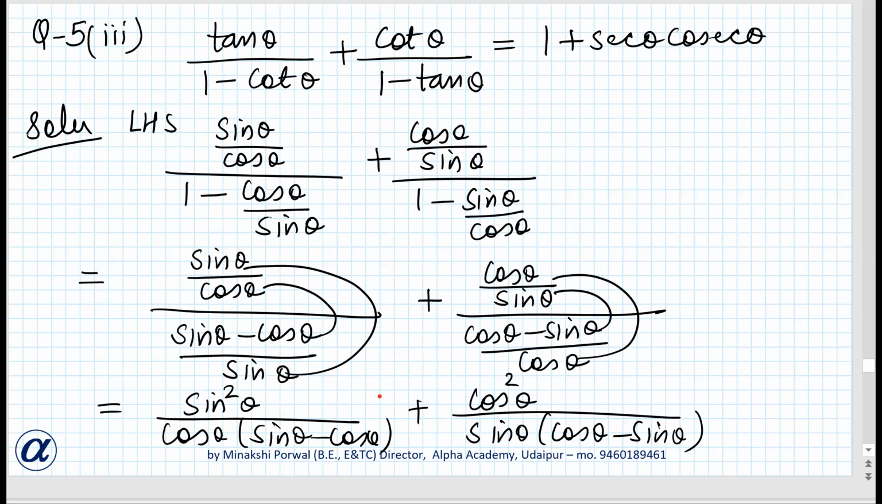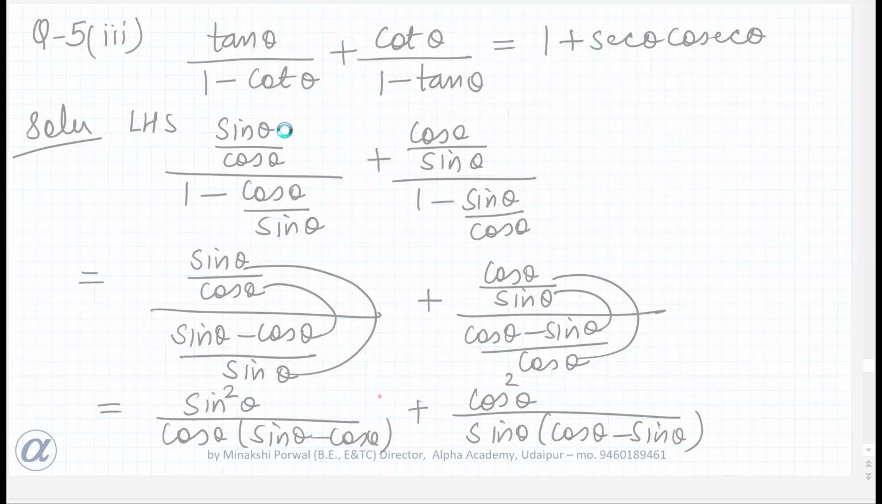Okay. So fifth question, ma'am, third part, after you took common minus, after that. Okay. I am explaining from the beginning. So the question was tan theta, and how will we solve it? We'll convert tan theta to sin theta upon cos theta, and cot theta to cos theta upon sin theta. So first step we have done this.